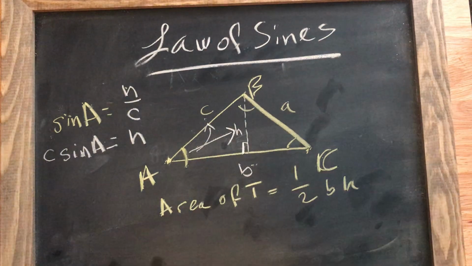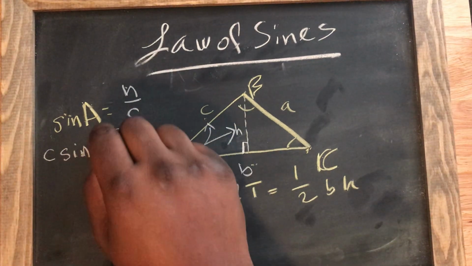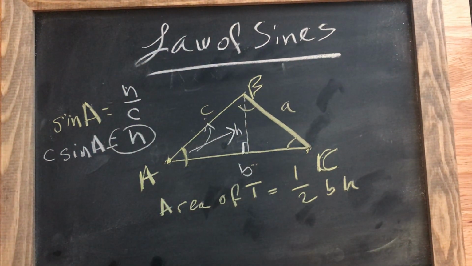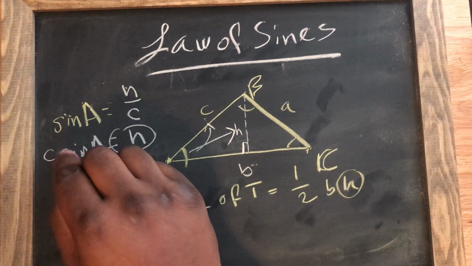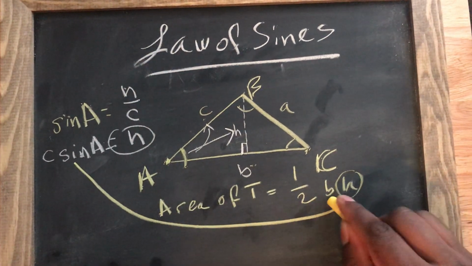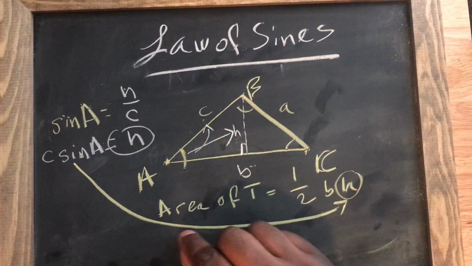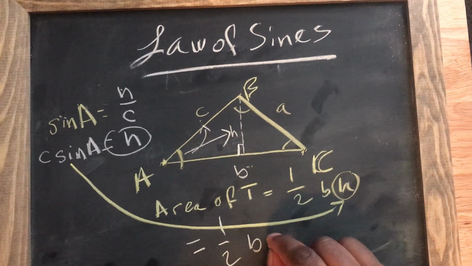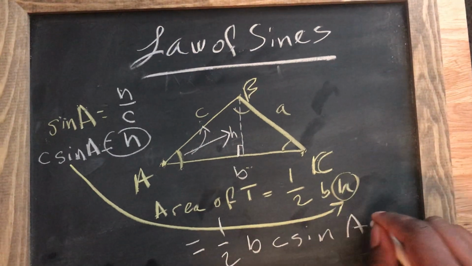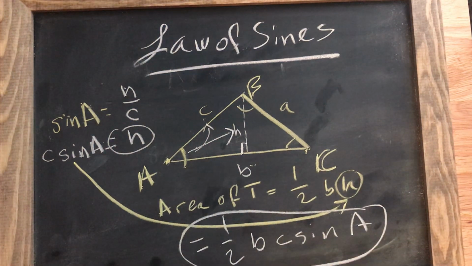Well, if the height is just C times sine of A, check this out. Can't I just take this and stick it in there? So therefore, we've got one half B C, and this is area using sine: one half B C sine of A.